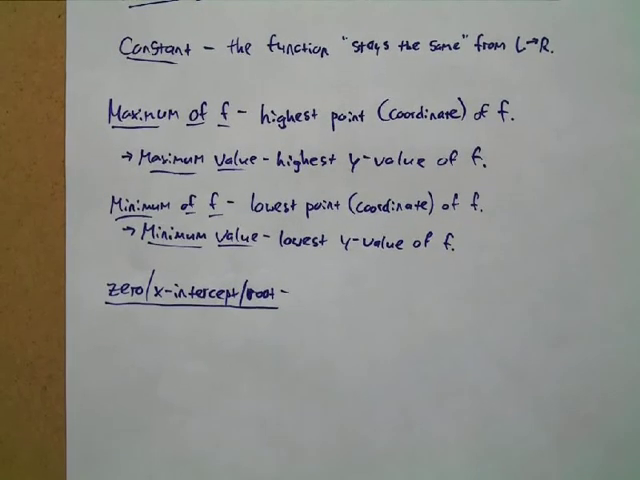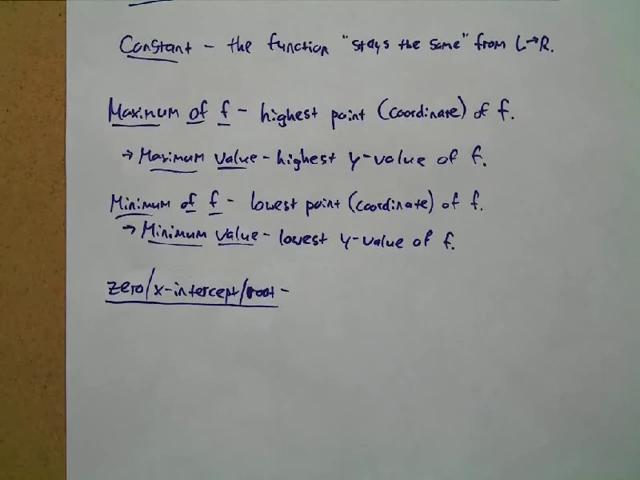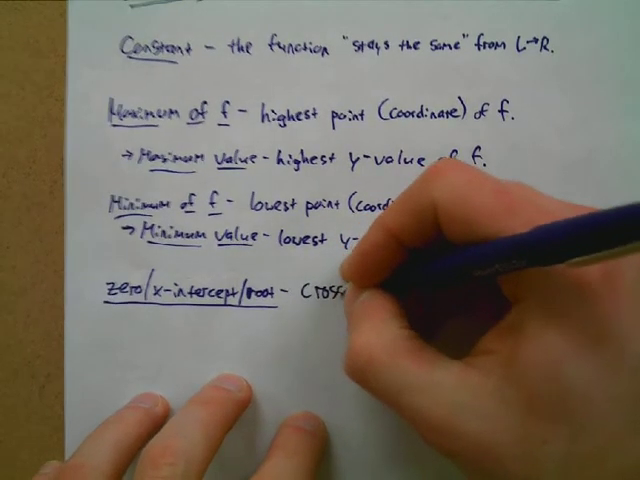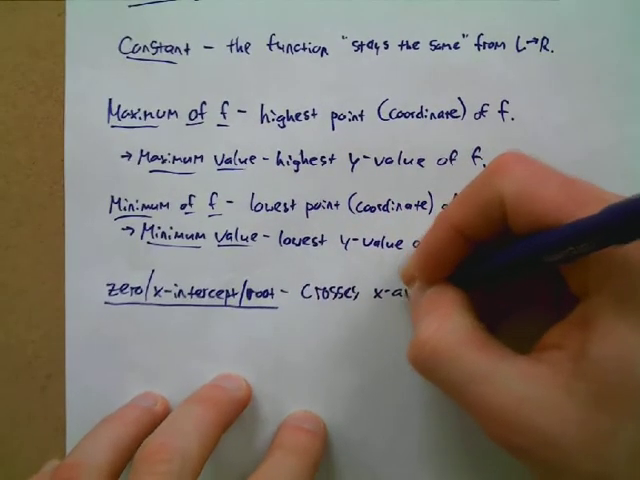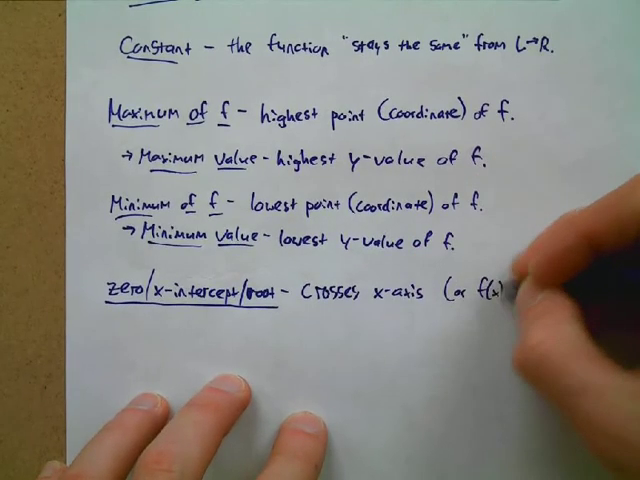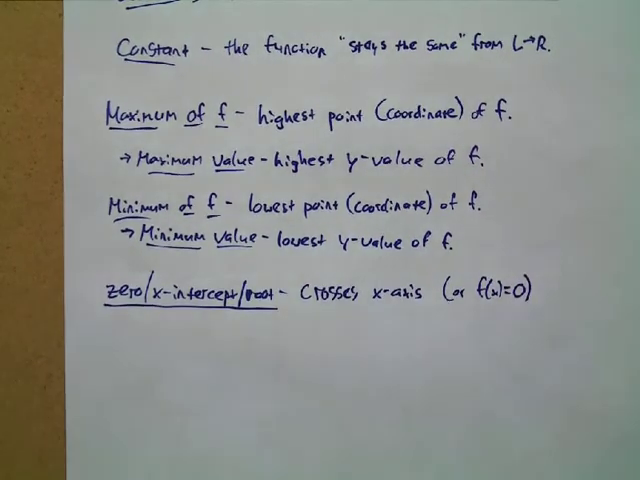And in this case, it is where f does what? To find a zero, an x-intercept, or a root, what does the function do graph-wise? It's where the graph does what? Crosses the x-axis. Yeah, you got it. Crosses the x-axis. Or f of x equal to 0. That's another way you can think about it too. When the function equals 0.